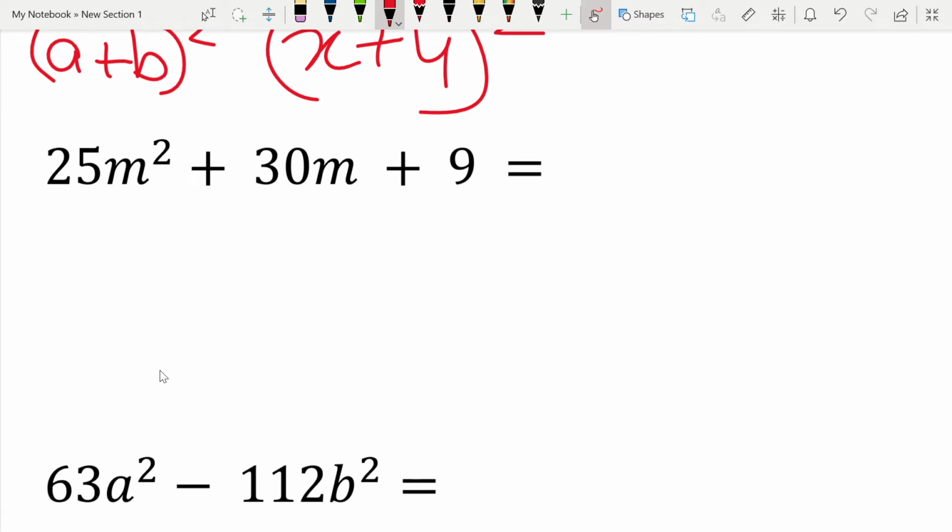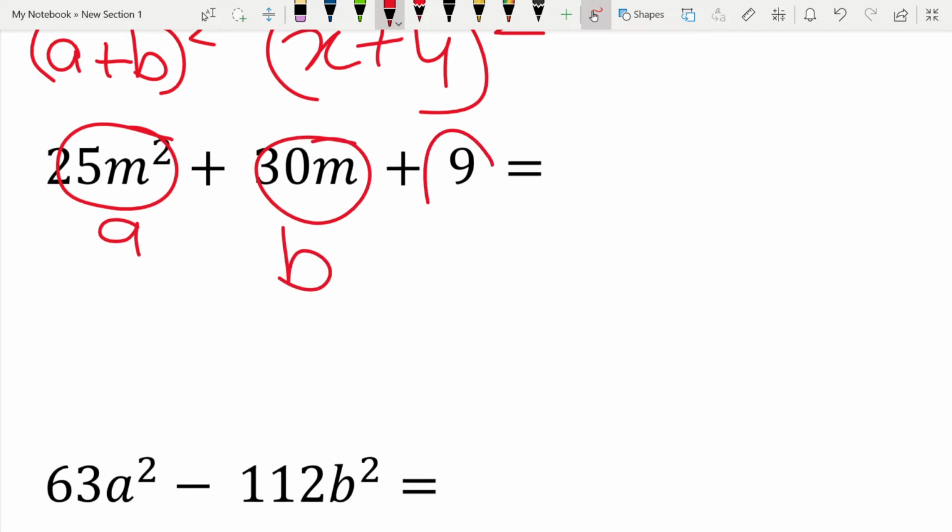Alright, the next one is 25m square plus 30m plus 9. Give this a go by yourself. Good job, you've given it a go. Let's try it out together. Now, let's assume some of this stuff. Let's take this as A, let's take this as B, and let's take this as 2AB. Will that work? Maybe, maybe not. Let's see what will work. Just a hint, that won't work. This is going to be 2AB and this is going to be B.